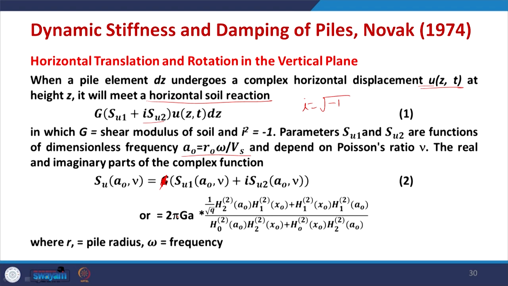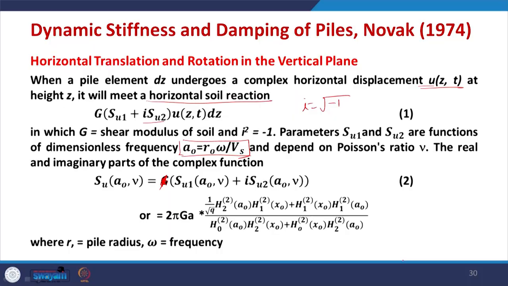One thing is that Su has two components, Su1 and Su2. Both are functions of a0 and nu. What is a0 here? a0 is the dimensionless frequency, which is defined here, where r0 is the radius of the pile, omega is the frequency of excitation and Vs is the shear velocity. So Su1 and Su2 both will vary with frequency, but not only with frequency, they will also vary with Poisson's ratio.